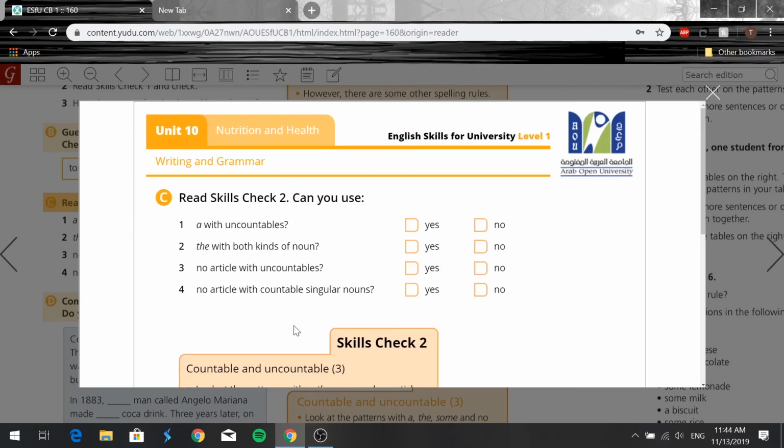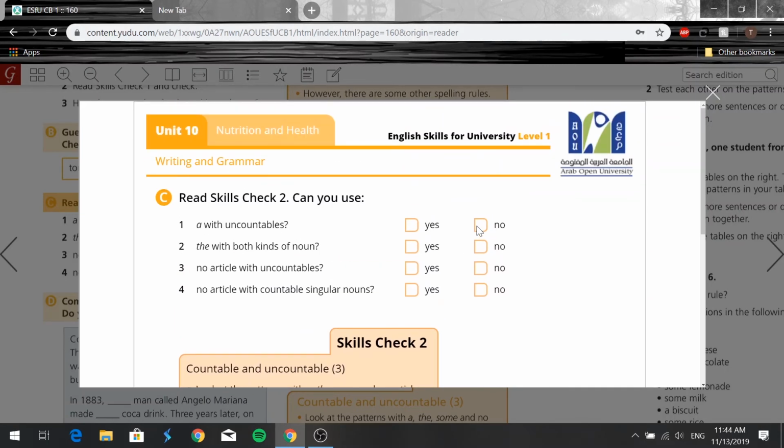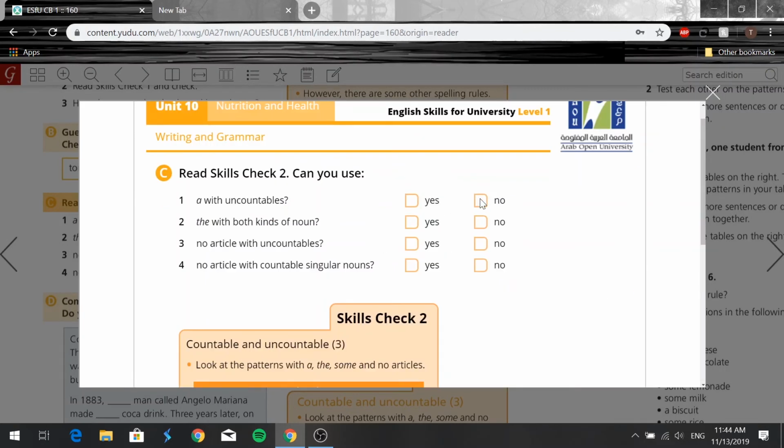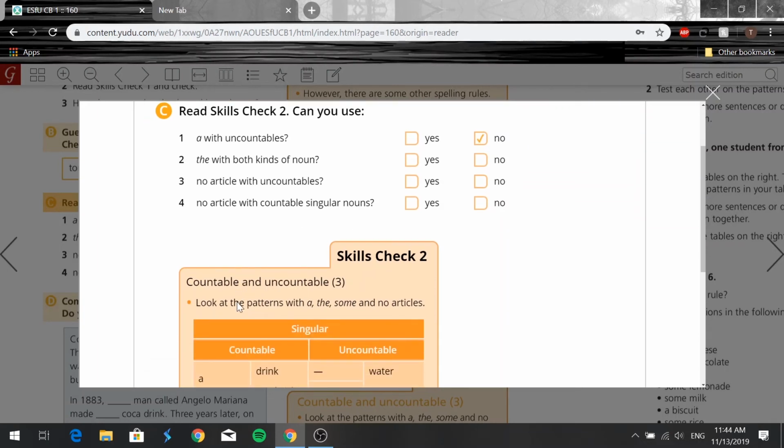Read skills check 2. Already did that. Can you use a with uncountable nouns? Could we use a with uncountable nouns, you guys? No. Okay, so no is the correct answer. Let me reset this. We'll say no. Okay, why did I say no? Because you cannot say, for example, a sugar, right? It's wrong. Okay.